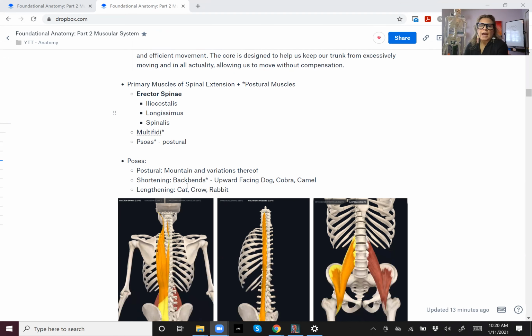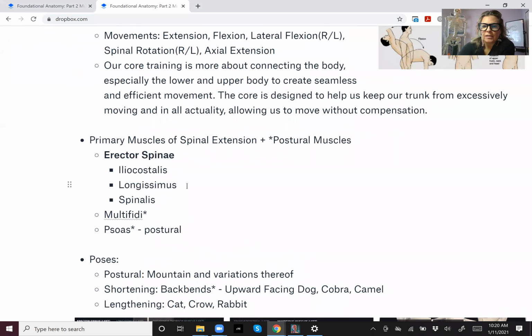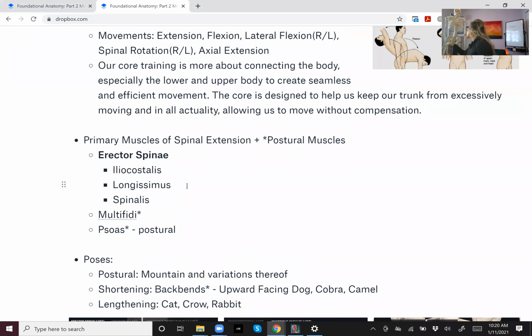So let's look at the primary muscles. We'll start with spinal extension and postural muscles. On the posterior side of the body, we're going to look at that, and there's going to be one that we look at on the anterior side of the body. So the most important group to know, now, before I start, let me say this.